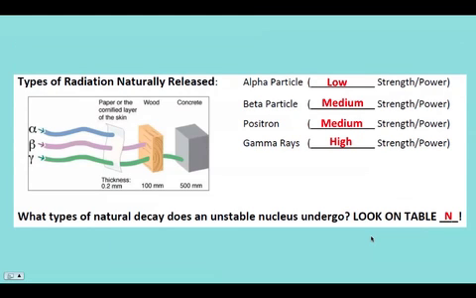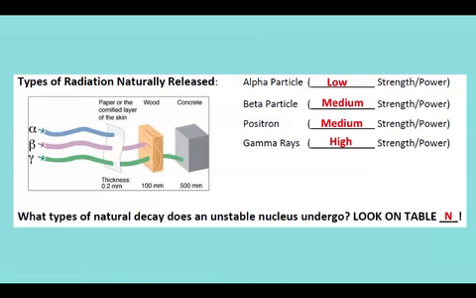So there's different types of radiation that get released by unstable nuclei. So the ones that we deal with, which will be on Table O, are alpha particles, beta, positron, and gamma rays. The first three are actual particles. Gamma is just pure energy. Some of the things we're going to talk about, we're going to find on Table O.